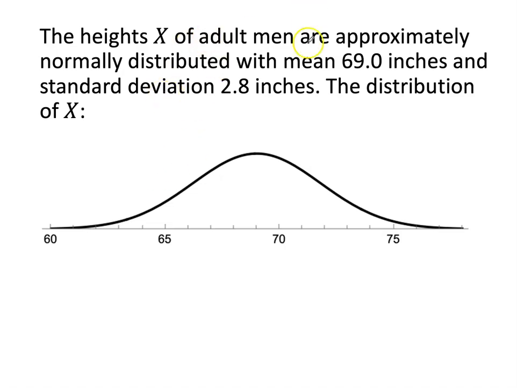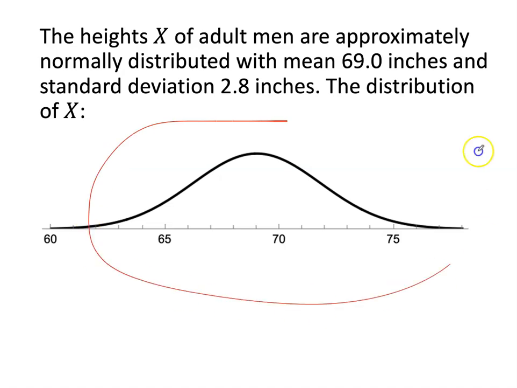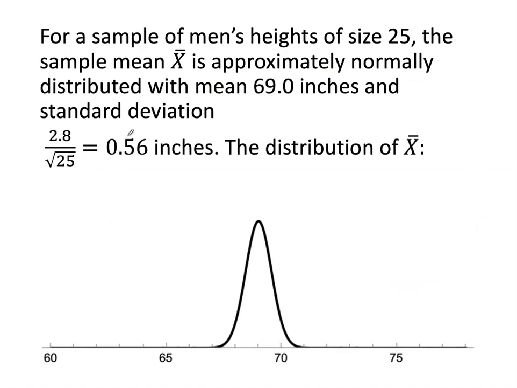Here's what the distribution of x looks like. So this is a normal distribution with mean 69 and standard deviation 2.8. For a sample of men's heights of size 25, the sample mean x bar is approximately normally distributed with mean 69 and standard deviation 2.8 divided by square root of 25, which is 0.56 inches. Here's what the distribution of x bar looks like. Okay, that's for a sample of size 25.